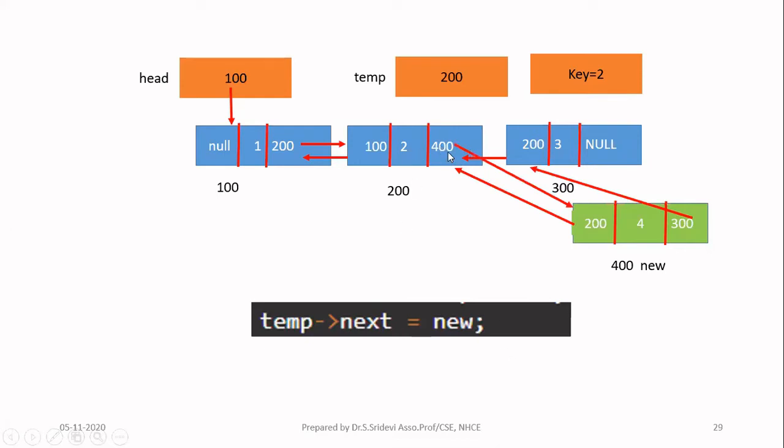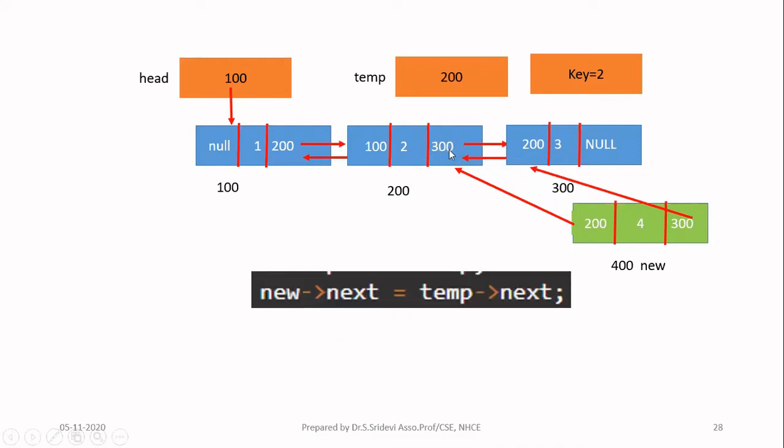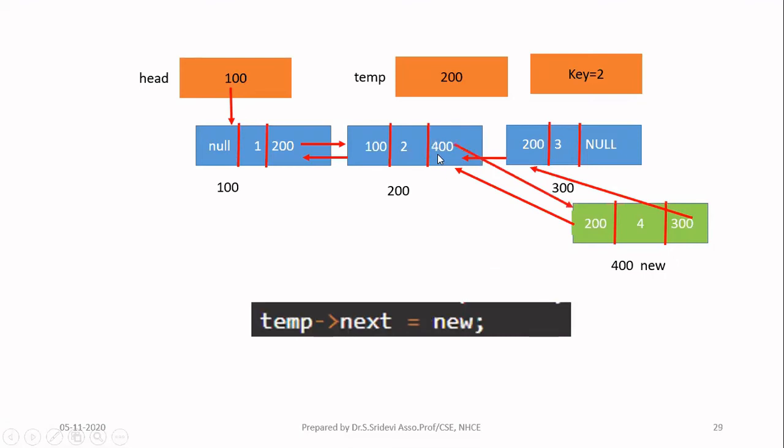Next you can see, I have to store the address of the new node. I am including this pointer now. I have to store the address of the new node here. This 400 should be stored here. Previously, only 300 was present here. Now I have to update this. So for that, I have to store this new in this field. This is nothing but next field of temp. Temp is 200. Next field of temp is this 400. So in the next of temp, you store new. When you do that, this pointer will be created.